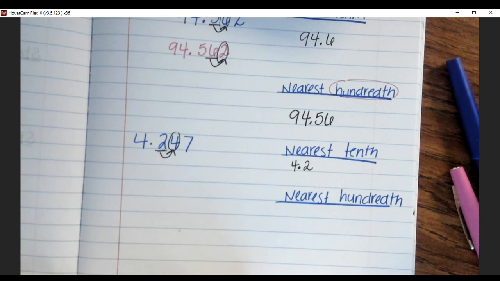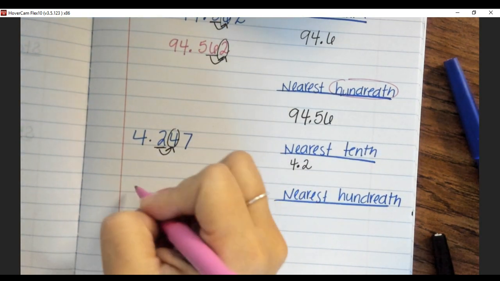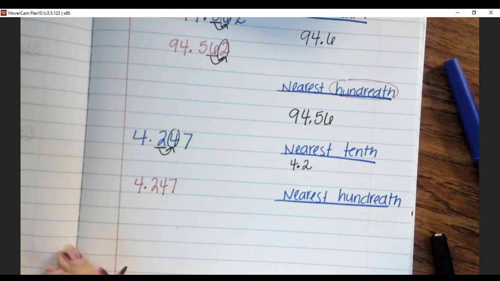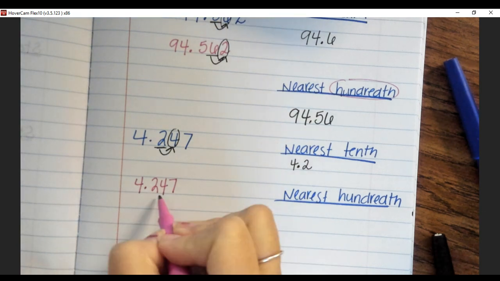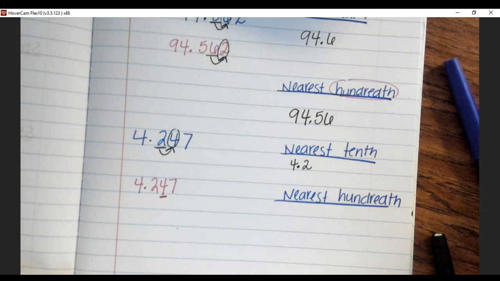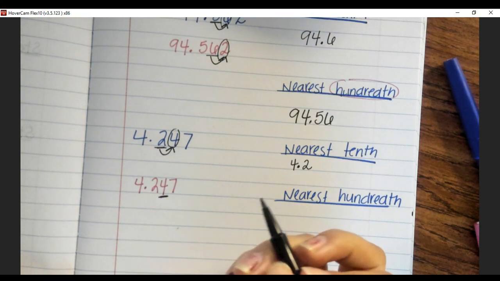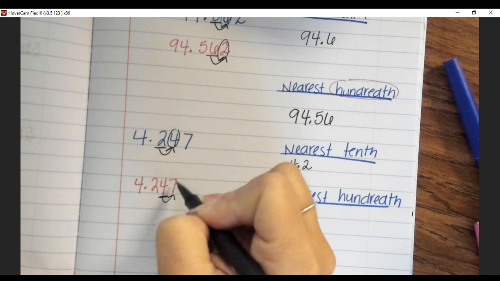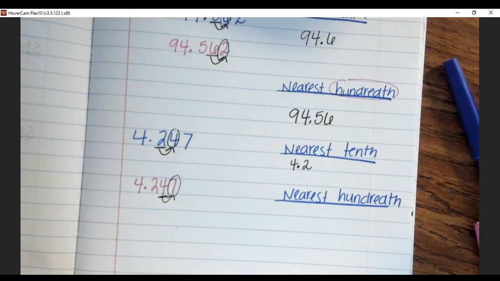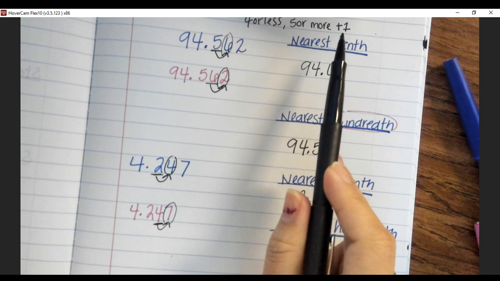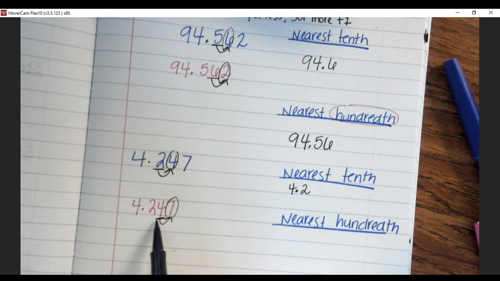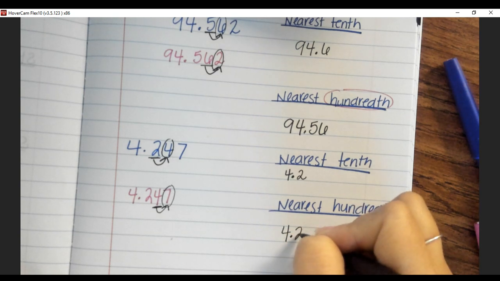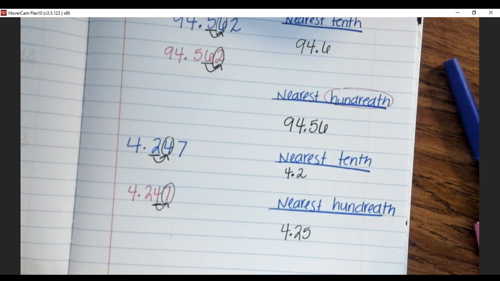Okay. Looking at the nearest hundredth, I'm going to rewrite it. 4 and 247 thousandths. This is the hundredths place. I underline the hundredths place because that's the place we're rounding to. Look at the digit to the right, which is a 7. It's 5 or more, so I'm going to add one more to the underlined digit. So it is 4 and 25 hundredths.